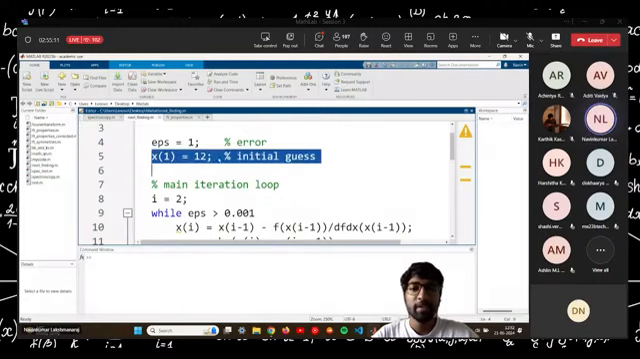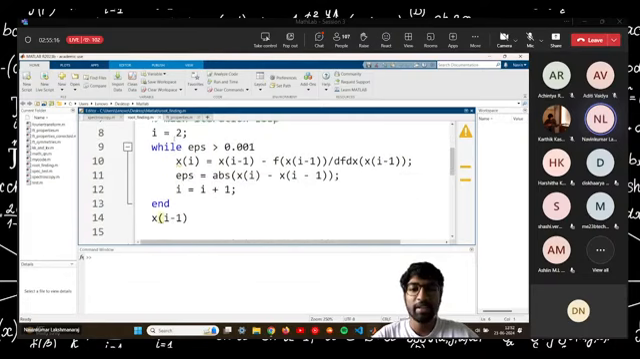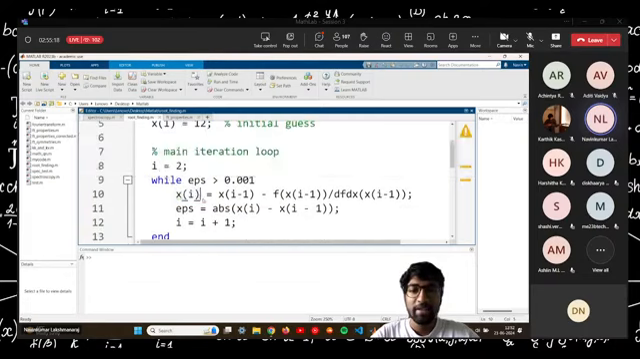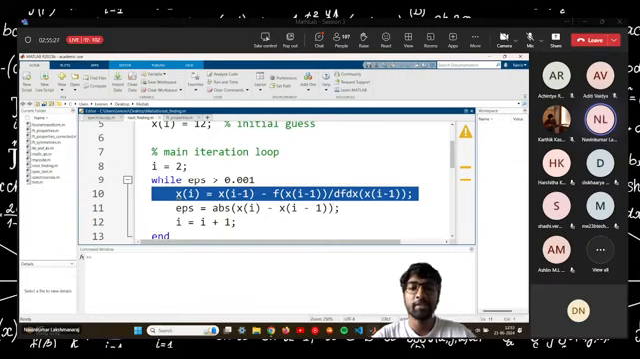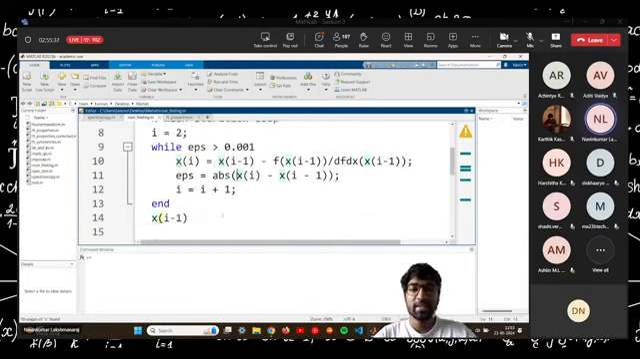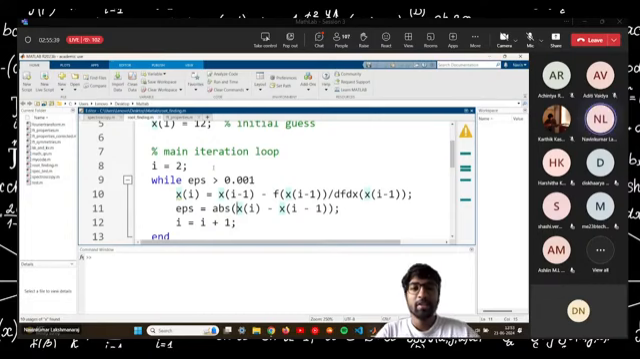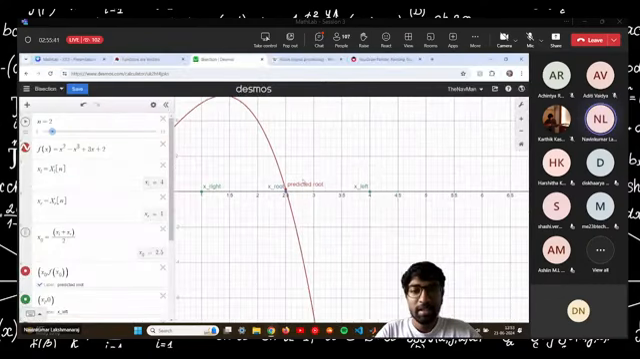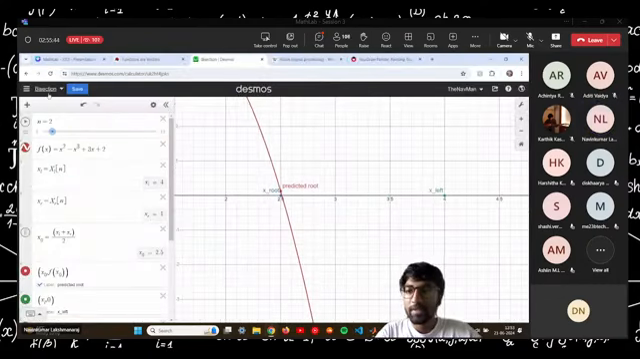So what we first do is let x of 1 be 12. That's our initial guess. Then I have an iteration going on. I say x of I is x of I minus 1 minus f of x by df dx x of I. So basically, that's the procedure for Newton-Raphson, the iterative formula. And what I do is I update epsilon to x of I minus x of I minus 1, the absolute value.